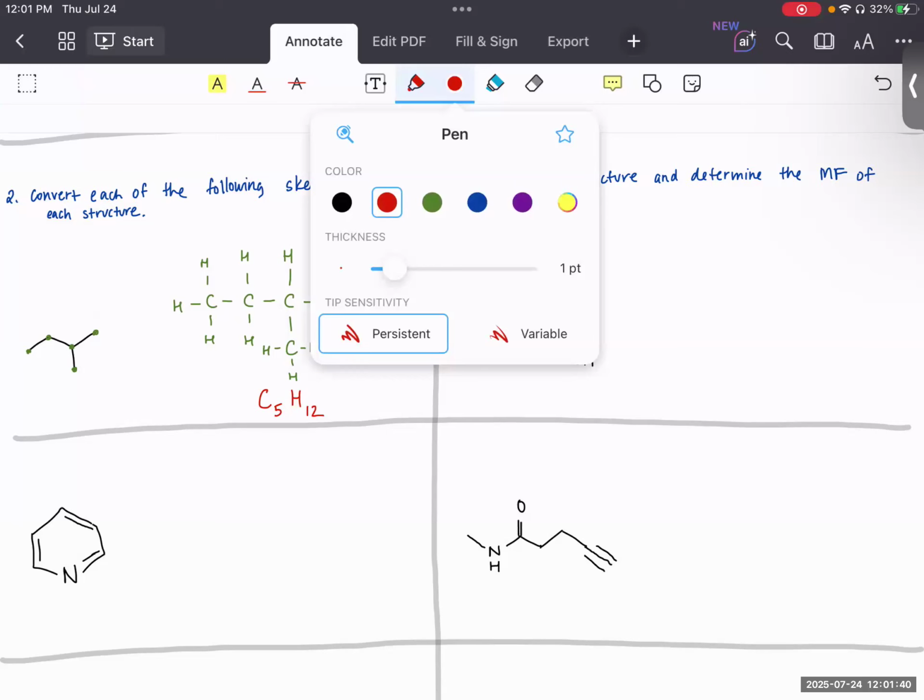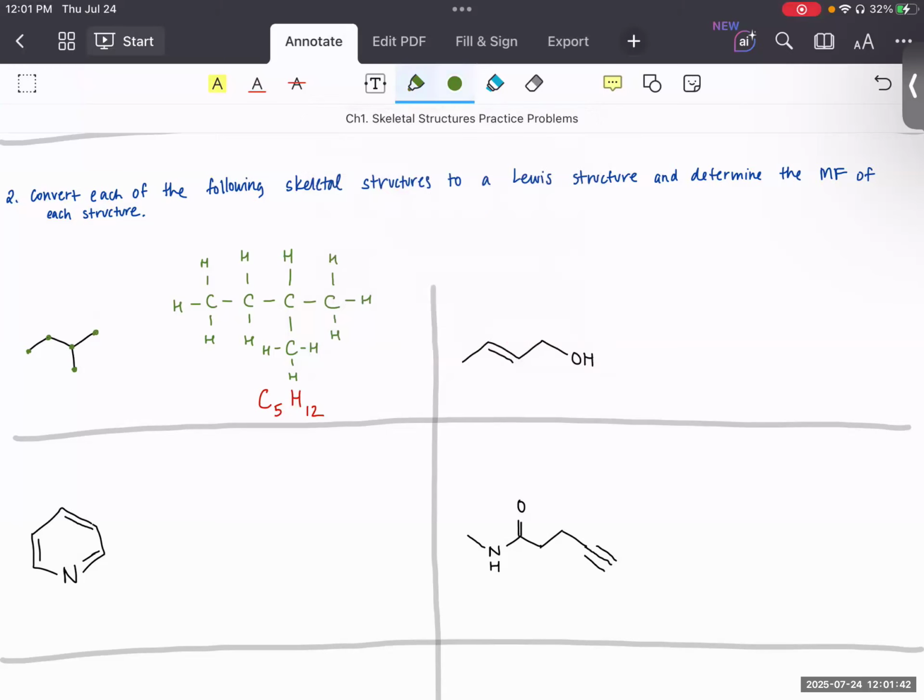All right, let's move on to this next one. So from here, again, we want to count how many carbons we have, which is 4. And then an oxygen with a hydrogen. And then we want to make sure we include that double bond in the middle between those 2 middle carbons. And then from here, we just add in all the hydrogens. And again, we want to make sure that every single carbon has 4 bonds.